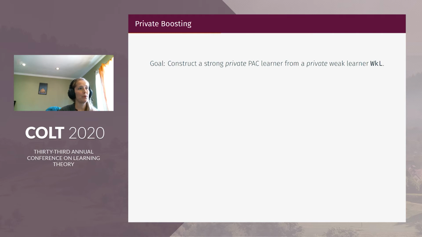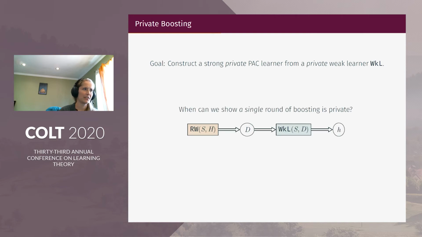Our framework shows how to boost a private weak learner to get a private PAC learner by decomposing the boosting process into more easily analyzed components, beginning with a single round of boosting. So here, when I say a single round of boosting, I mean one that begins with a call to the reweighting algorithm, followed by a call to the weak learner, which returns a hypothesis. So that's a single round of boosting.